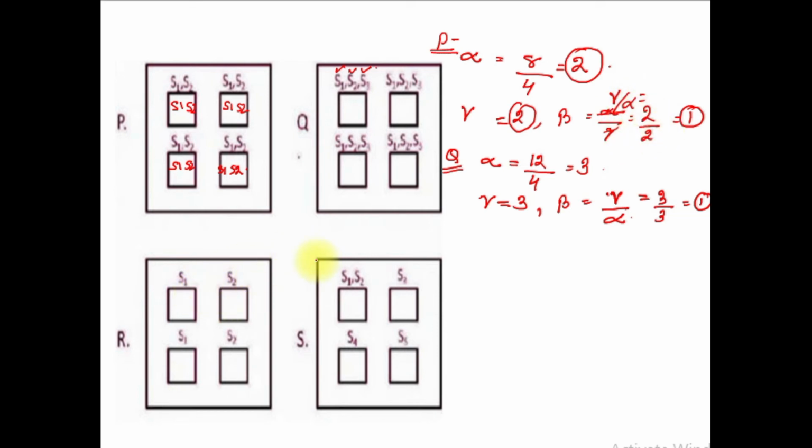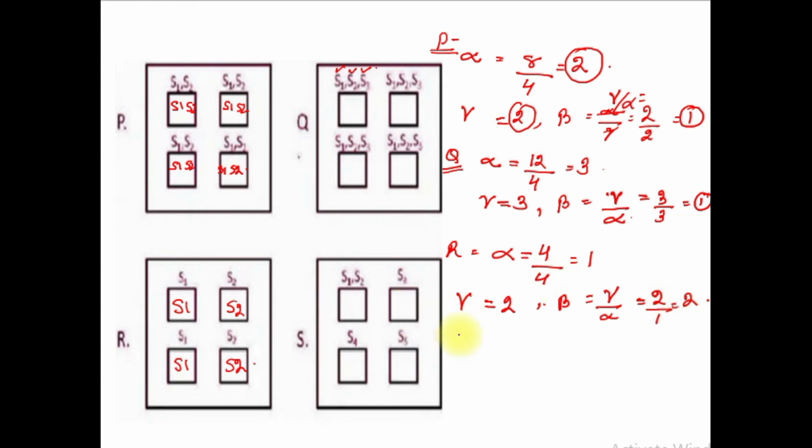In the same way we will calculate for R. For R, there are 4 species present, so alpha is 4 by total habitats 4, so 4 by 4 equals 1. Next we calculate gamma. The gamma is 2 because here we have S1, S2, and here also S1, S2, so the number of species types is 2. Gamma equals 2. Beta equals gamma by alpha, that is 2 by 1 equals 2.